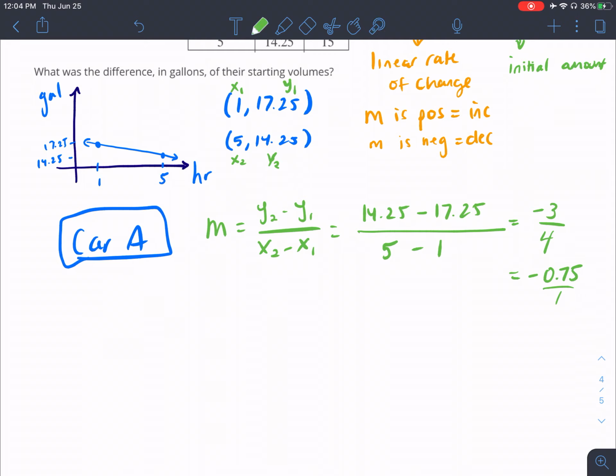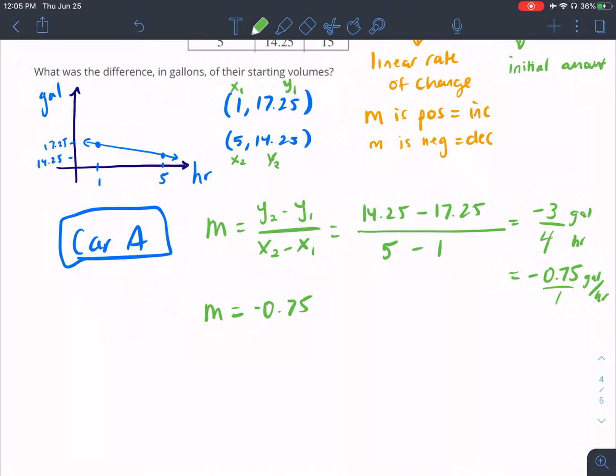So you can look at it 2 different ways, okay? Per hour, or you're losing 3 gallons for every 4 hours. So it depends how you want to convert the fraction, okay? But in this case, let's go with the negative 0.75. So in this particular case, we get negative 0.75.